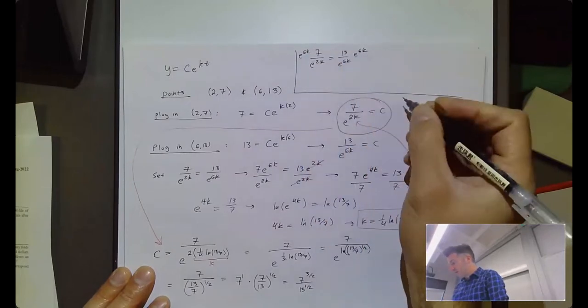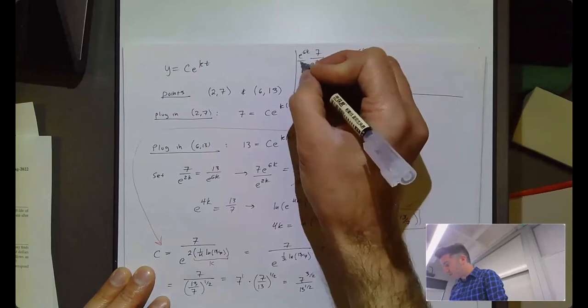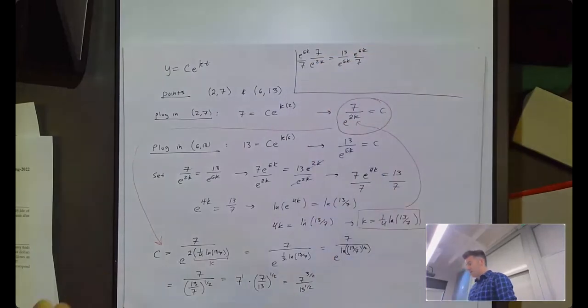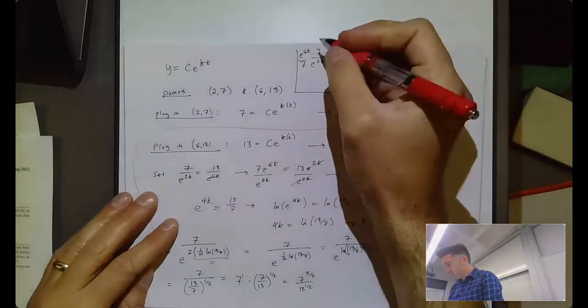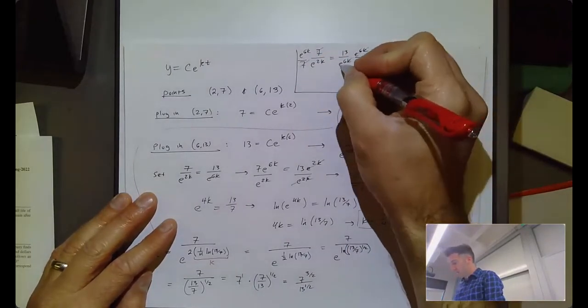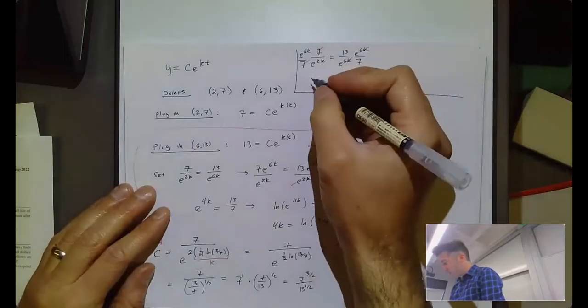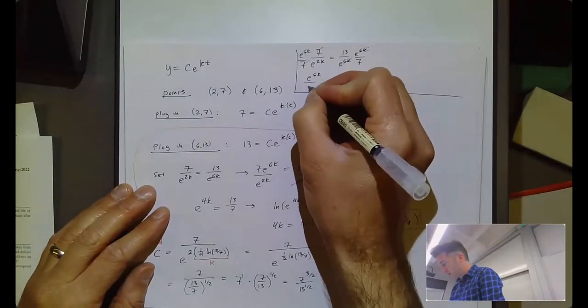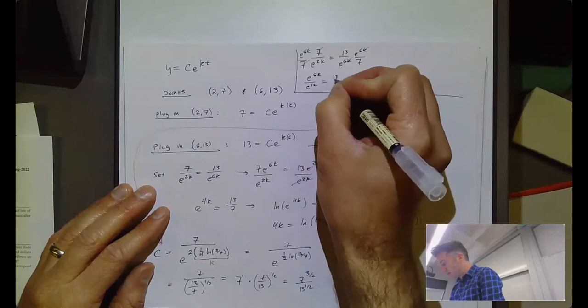And also divide both sides by 7. Then on the left side, the 7's cancel. And on the right side, the e to the 6k's cancel. And you're left with e to the 6k over e to the 2k equal to 13 over 7.